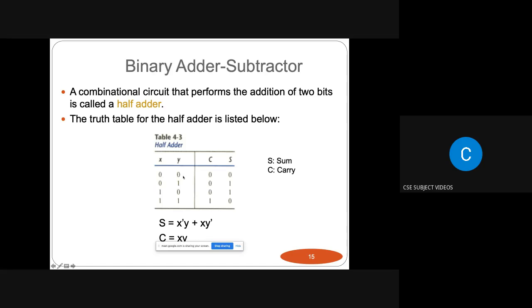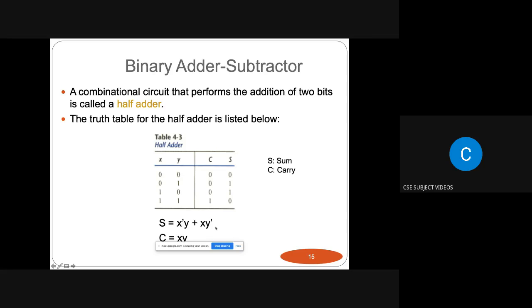So 0 plus 0 is 0. Both the sum and carry are 0, and 0 plus 1 is 1. Sum is 1, carry is 0. 1 plus 0, sum is 1, carry is 0. 1 plus 1, the rule is 0 with carry 1. So we can say sum is 0 and carry is 1.